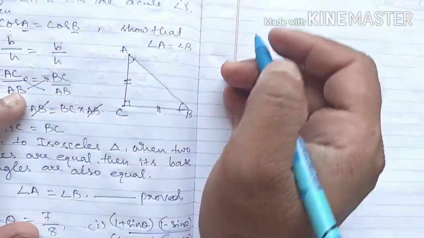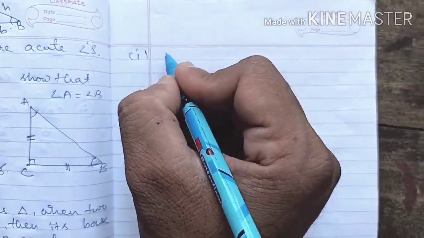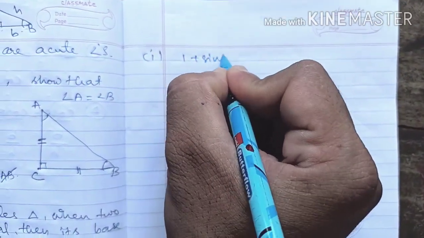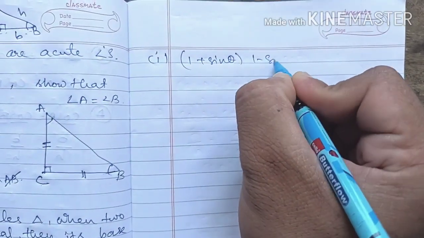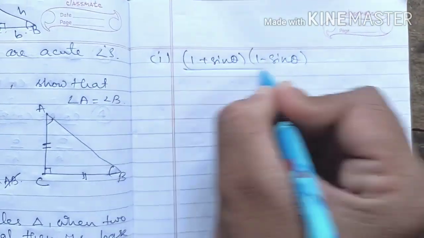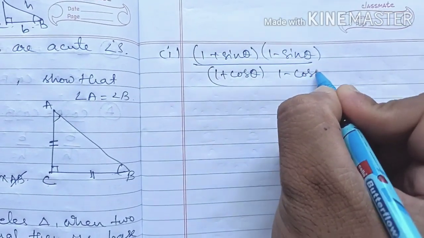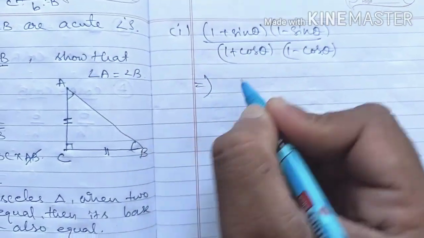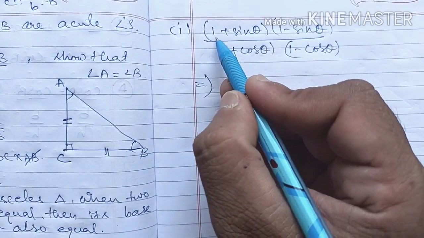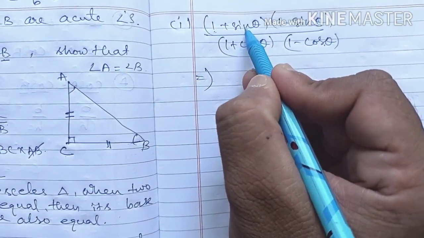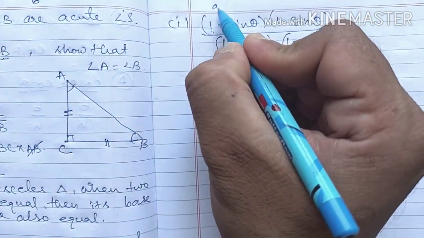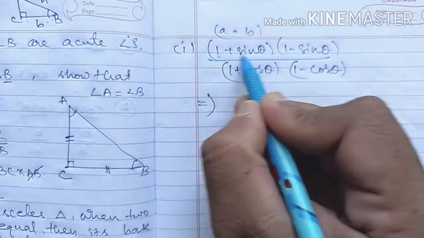First of all I will solve the first bit. First bit: 1 plus sine theta, 1 minus sine theta, divided by 1 plus cos theta, 1 minus cos theta. Okay, think that your first value is A, second value is B, so this will be taken as A plus B, is it?